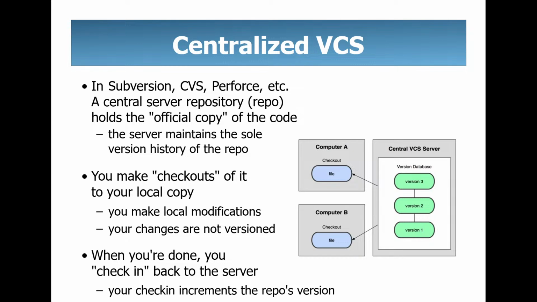Common centralized VCS examples. First one, SVN, Subversion, a widely used centralized VCS that supports versioning of files and directories. SVN allows for branching and merging but operates with a single central repository.